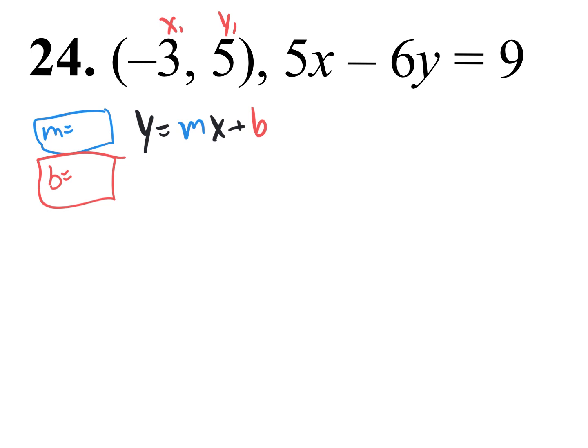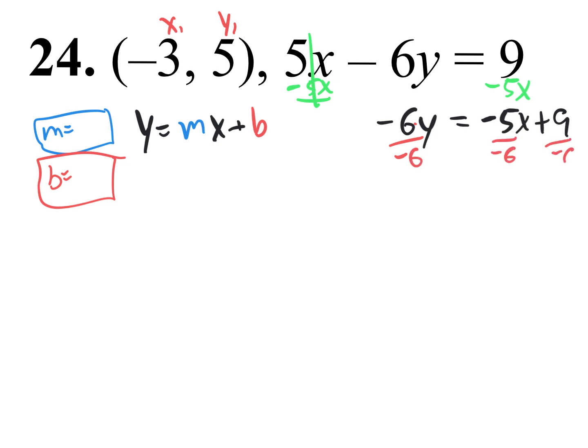Problem is, I don't even know what the slope is because this is in standard form, ax plus by equals c. And there is no m involved in standard form, so you want to rewrite it in y equals mx plus b so you can actually visually see the m. So you want the y by itself. You don't want this 5x. So we're going to begin by subtracting 5x, rewriting: negative 6y equals negative 5x plus 9. Finally, I'm going to get rid of that multiplication of negative 6 in front of the y by dividing by negative 6, dividing by negative 6, dividing by negative 6.